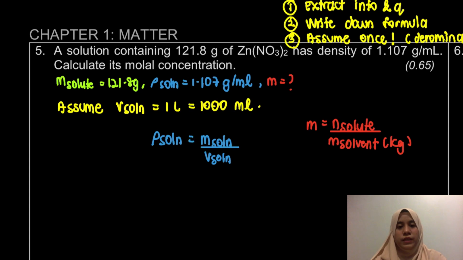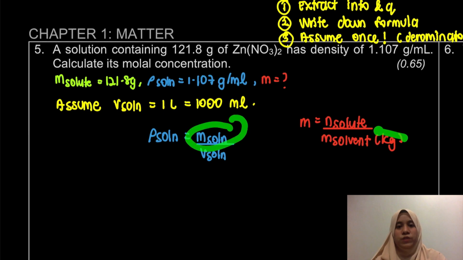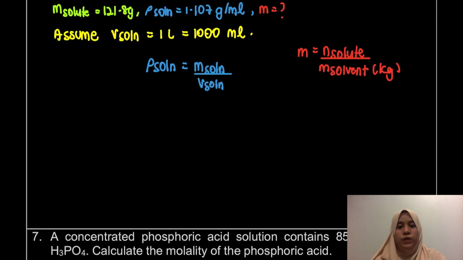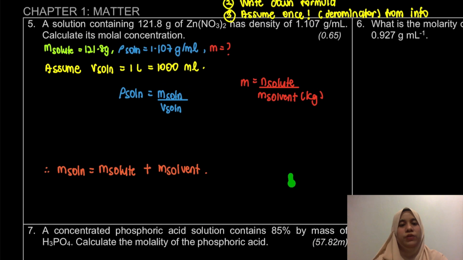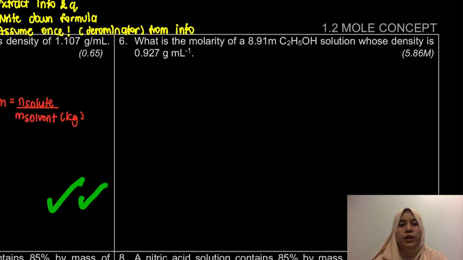Okay, so later we will get the mass of solution. The question asks for mass of solvent. So actually, how do we get the mass of solvent? If we have the mass of solution, we have to find it using this formula. So I believe you could try it yourself. Example 5. Okay, so let's look at example 6.